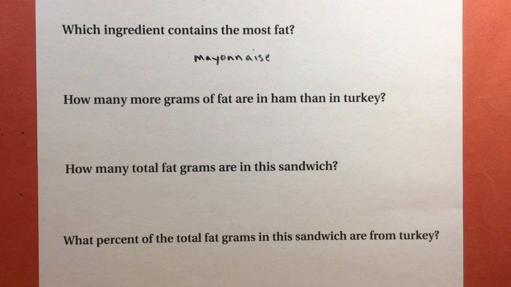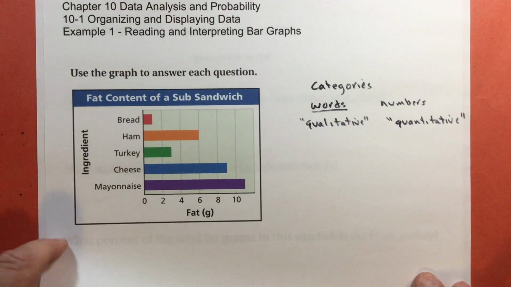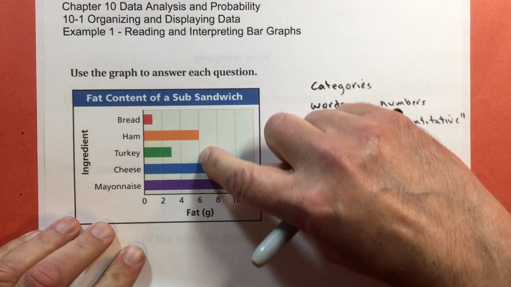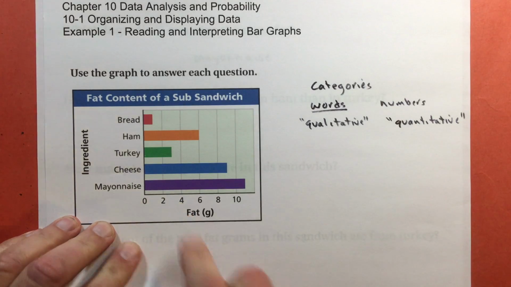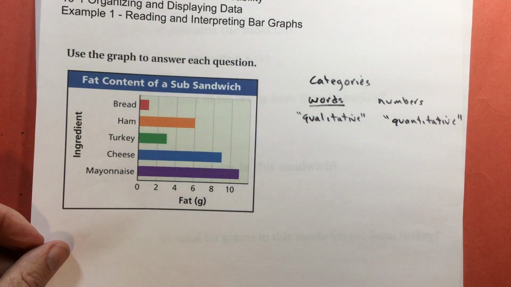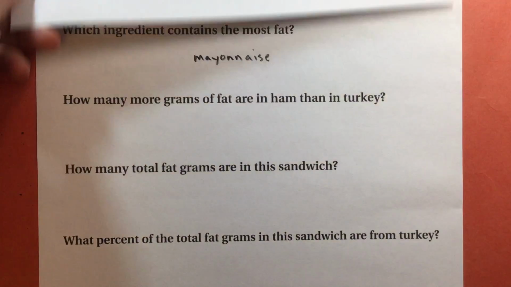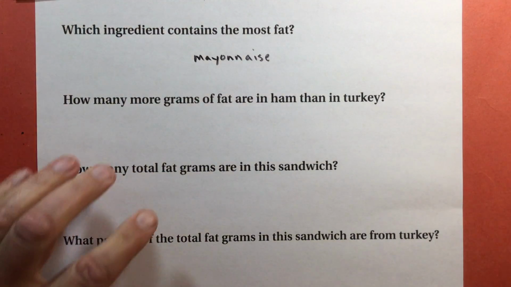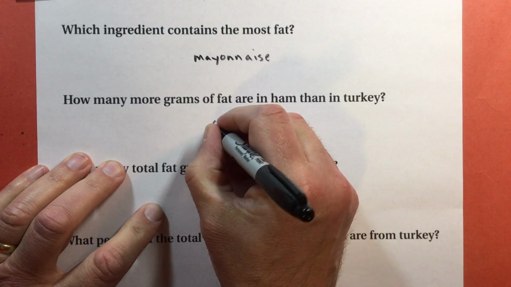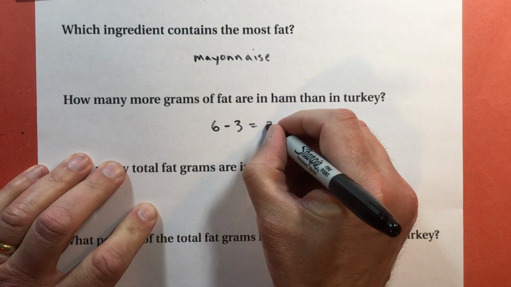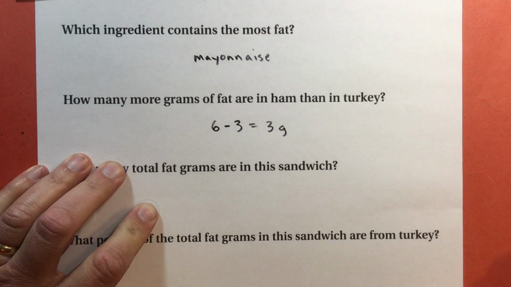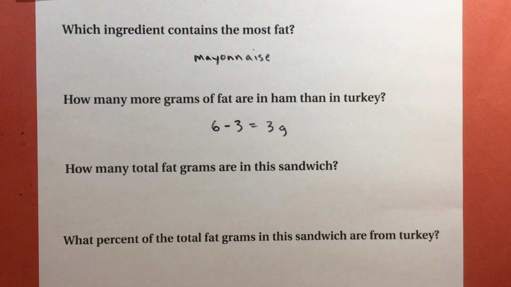How many more grams of fat are in ham than in turkey? All right, so now we're going to have to actually read the numbers. Ham, like I said earlier, is 6. Turkey looks to be between 2 and 4. I seriously doubt these numbers are exactly on the whole number, but we're just learning how to read the graph, so don't overthink it. So ham gave me 6, turkey gave me 3. It says how many more? I want to find the difference. So that'd be 3 grams of fat. How many more grams of fat are in ham than in turkey? 3. The difference is 3.